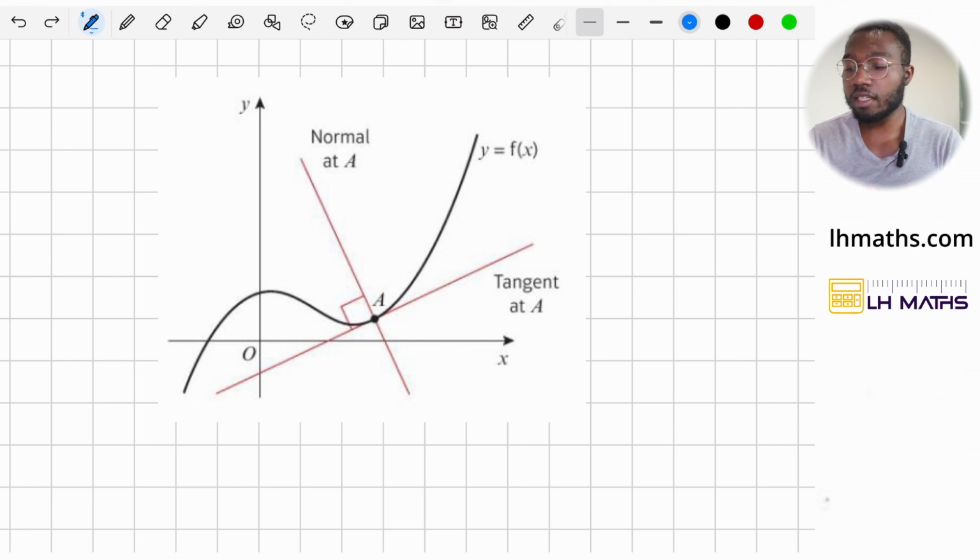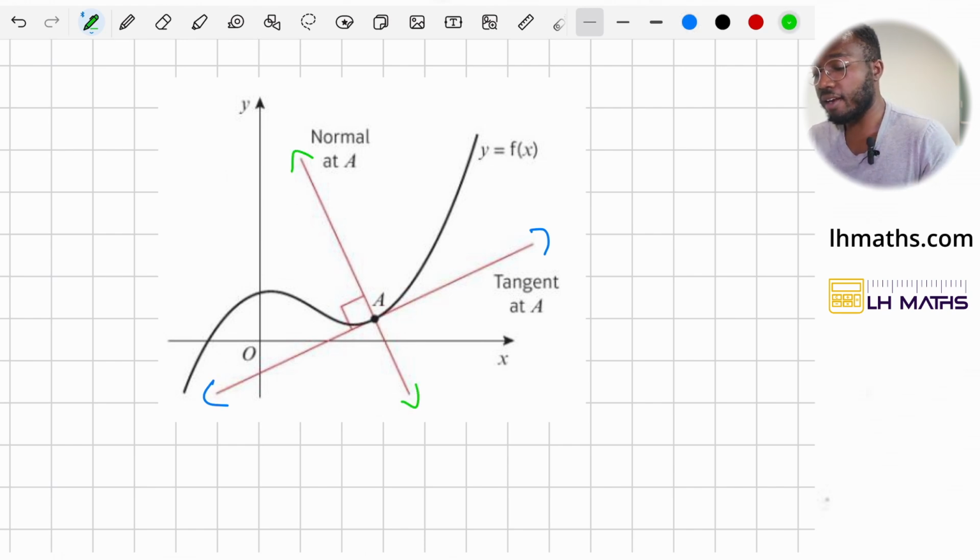Right now in this graph, as you can see, we have the tangent and the normal. If I just label it, this is the tangent and this would be the normal. The tangent to a curve is a straight line which just touches a point on the curve, and at that point it has exactly the same gradient as the curve. The normal is perpendicular to the tangent, so it has a perpendicular gradient to the tangent.